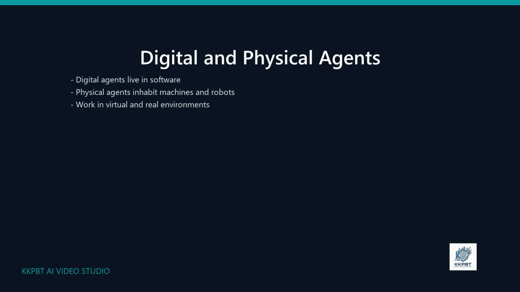Autonomous agents exist in 2 main forms: digital and physical. Digital agents live inside computers, like AI coding assistants or customer support software. Physical agents have real bodies, like delivery drones, warehouse robots, and autonomous vehicles.